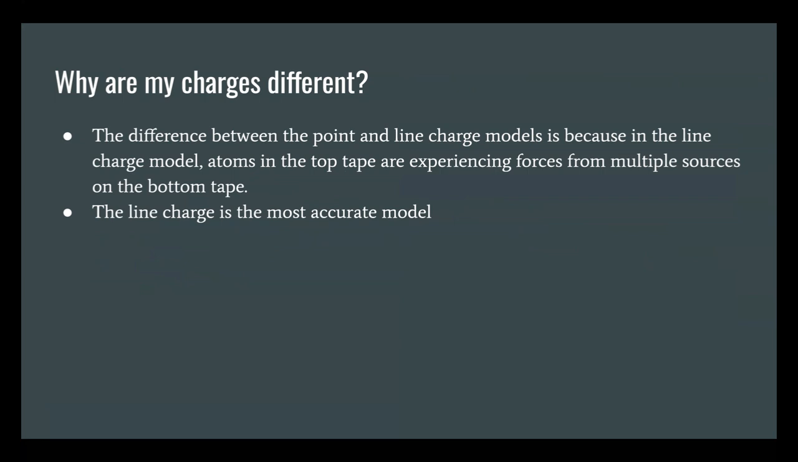Why are the charges different between the point and the line charge models? This is because in the line charge model, atoms in the top tape are experiencing forces from multiple sources on the bottom tape. This means that the line charge is the most accurate model out of these two.